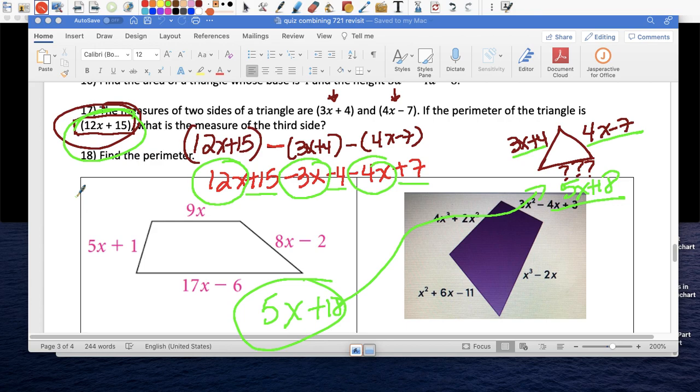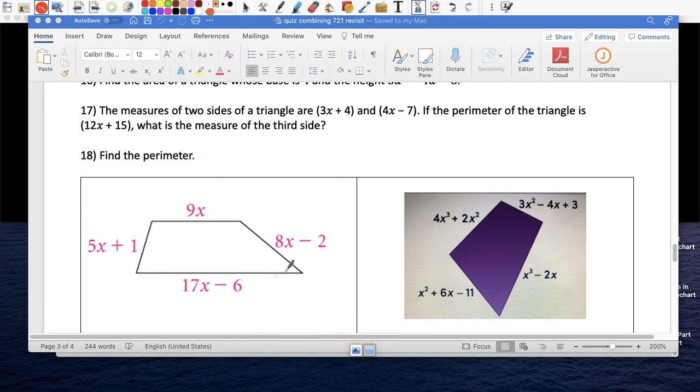Okay. This one is just combine like terms. This one is just combine like terms as well. Okay. I'll leave it at that. I don't want to make the video too long.